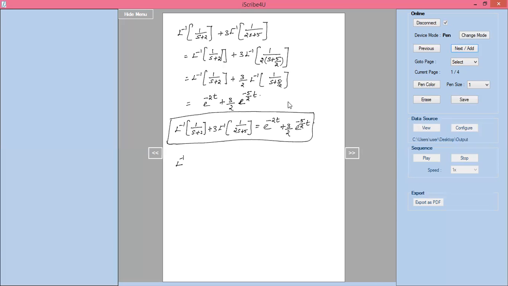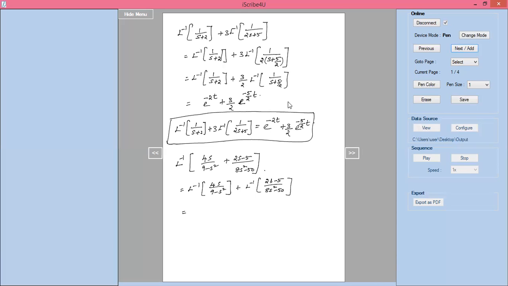L inverse of 4s divided by 9 minus s square plus 2s minus 5 divided by 8s square minus 50. How do you simplify this? First, we split it: L inverse of 4s divided by 9 minus s square, plus L inverse of 2s minus 5 divided by 8s square minus 50.